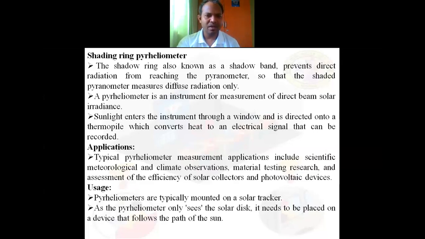Is it clear? So, pyrheliometers are typically mounted on a solar tracker. As the pyrheliometer only sees the solar disk, it needs to be placed on a device that follows the path of the sun. As usual, I was just talking about it, it just follows the path of the sun.